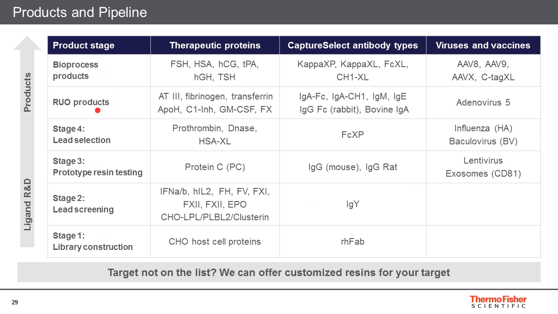Again, as said, the lower we are on this slide, the less well advanced we are. But in any event, if there's interest in any of these products, we are always happy to either sample people earlier with products we have in development, or collaborate on any of the targets to get them from, let's say, stage 2 up to a bioprocess product.